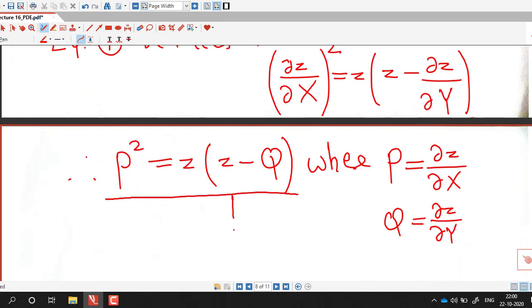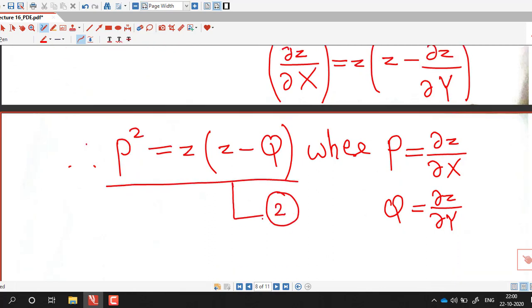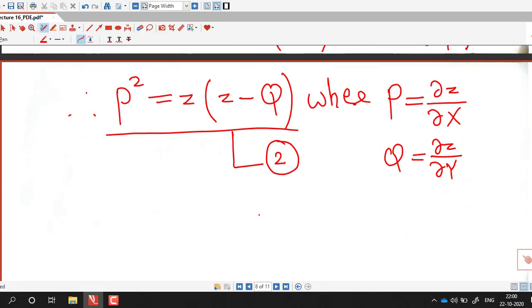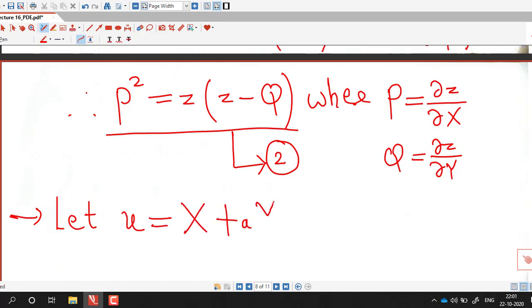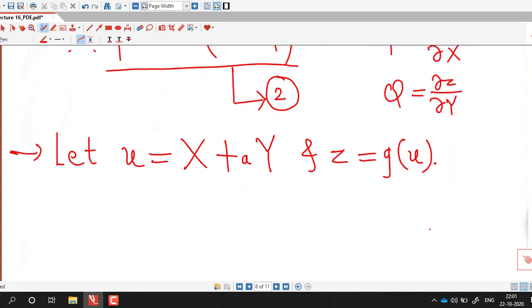Suppose this is numbered 2. So equation 2 contains only P, Q and Z. So it is in standard form 2, but in the new variables capital X and capital Y. So we consider this transformation: small u equal to, instead of small x plus ay, capital X plus ay. So let u equal capital X plus ay, and small z as it is. Suppose small z is a function of u.